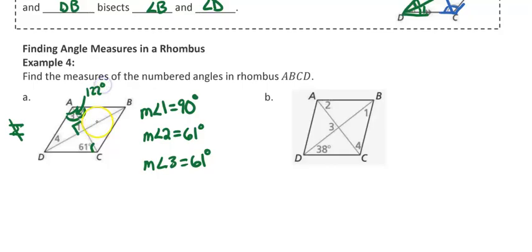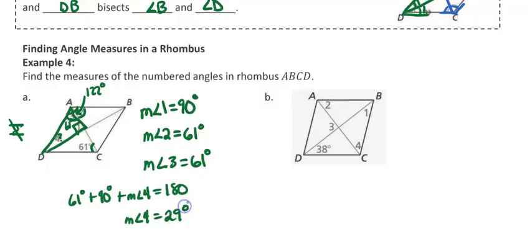So let me see if that helps me. Actually, an easier way to do it is to go with this being 61 degrees, and you have a triangle right here. So 61 degrees plus 90 degrees plus angle 4 equals 180. If you do the math on that, angle 4 is 29 degrees.